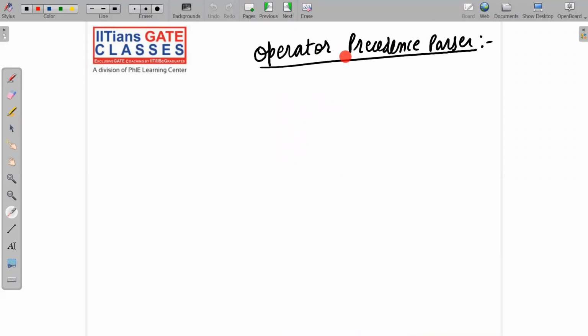In this lecture, we are going to start the operator precedence parser. Let me revise. In the previous class, we completed top-down parsers. Top-down parsers we have already completed. And in this class, we are going to start our first bottom-up parser, that is the operator precedence parser.